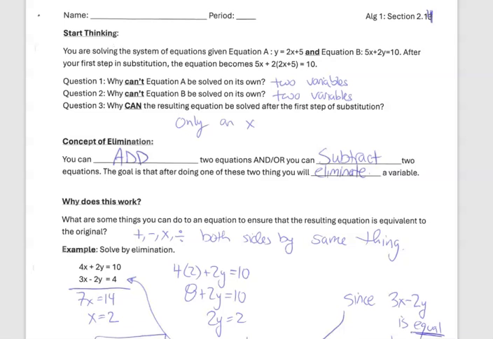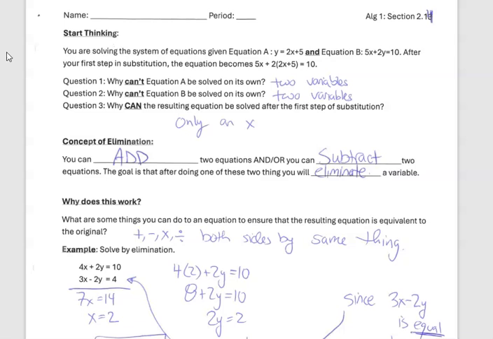Question number one says, why can't equation A be solved on its own? Meaning you can't get a variable equals a number. And the reason why is because there are two variables. Why can't equation B be solved all on its own? Well, same deal. There's two variables in there.